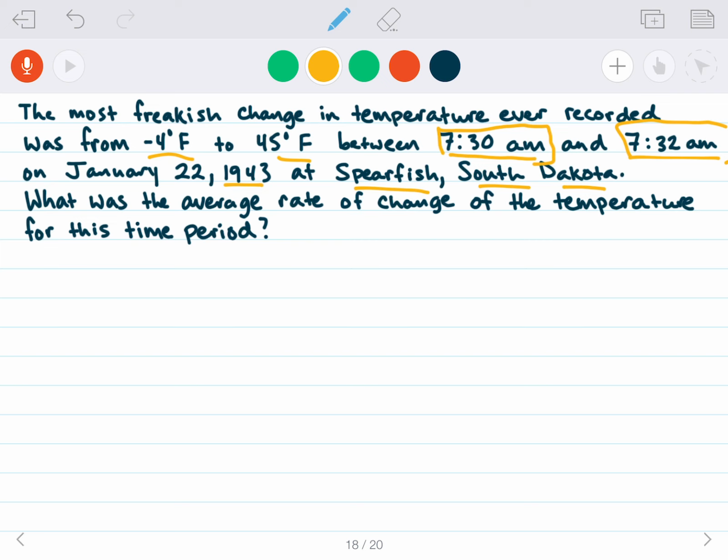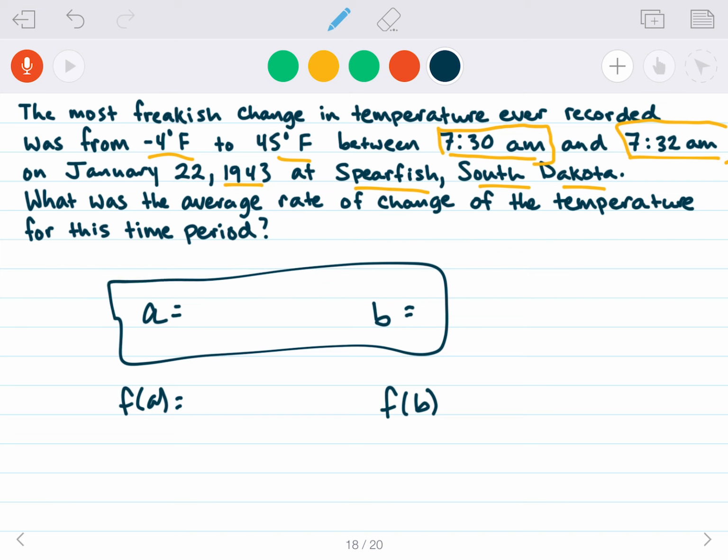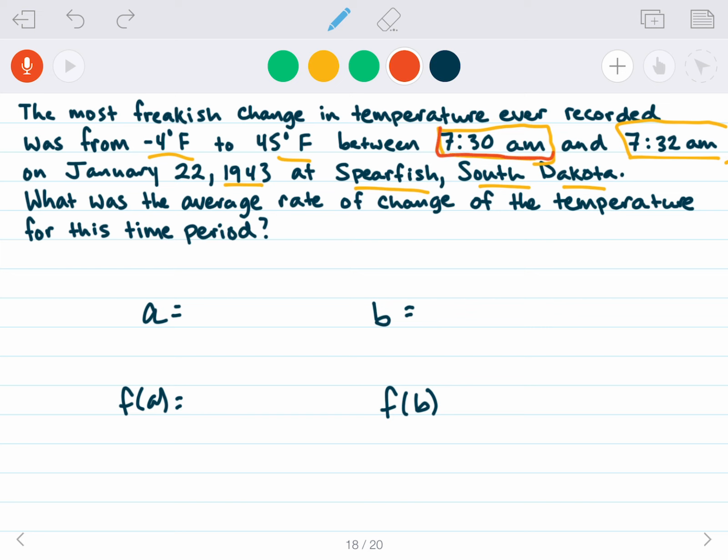So how much is the temperature changing? Well, we need an A, we need a B, we need an f of A, and we need an f of B. So what do those values correspond to? Well, again, A and B are just our units of time. Now, what do we have here for units of time? Well, we have minutes, right? That would make sense to put our units of time in minutes because we're going from 7:30 to 7:32. So we're trying to see how the temperature is changing per minute.